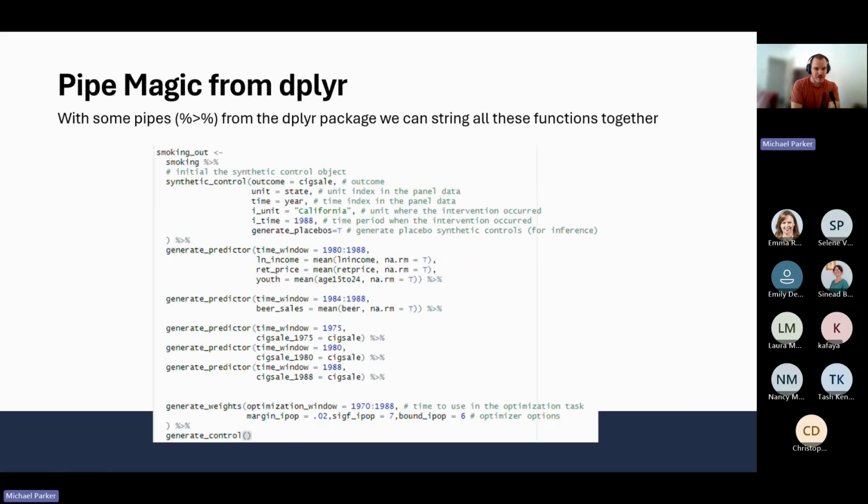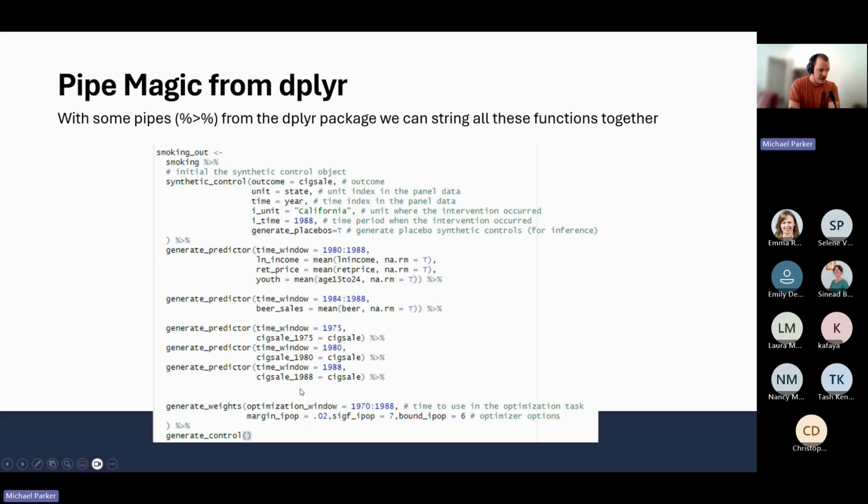And then using some pipe magic from dplyr, we can put all this together and generate our synthetic control model. And this is why this package is really great, because it performs a lot of the heavy lifting for you, and you don't have to worry about the maths too much behind it.